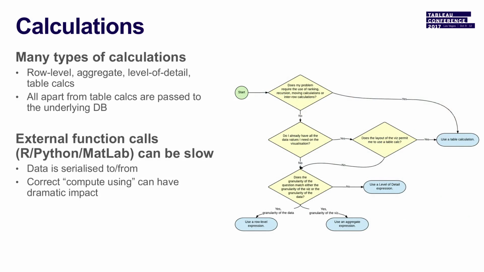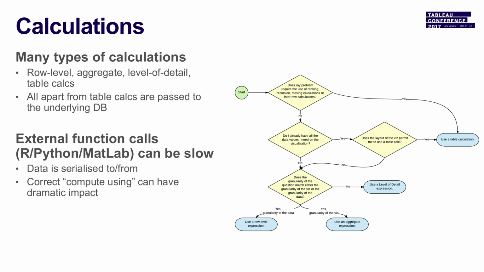Now there's lots of different types of calculations too. So you need to be aware of the different types of calculations, whether they're row level, aggregate, table calculations. Some of these are passed to the database, so row level, aggregate, and level of detail all get passed through as part of the query. Table calcs happen afterwards.